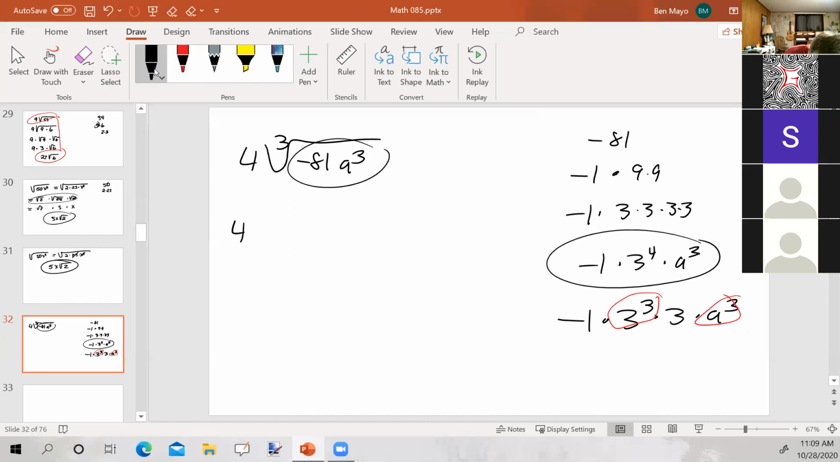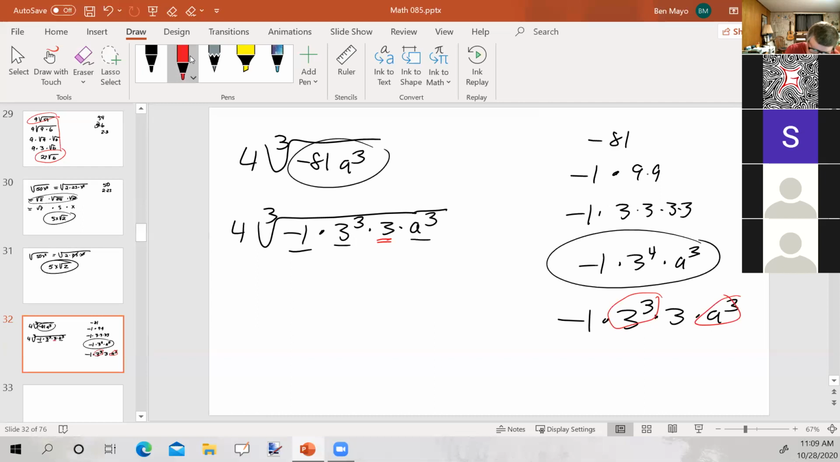So here's what I'm going to do. I'm going to write it like this. Negative 1 times 3 cubed times 3 times a cubed. What I'm doing, I'm breaking apart the radicand into cube factors and leftovers. This is a cube, this is a cube, this is a cube. That's going to be leftovers.